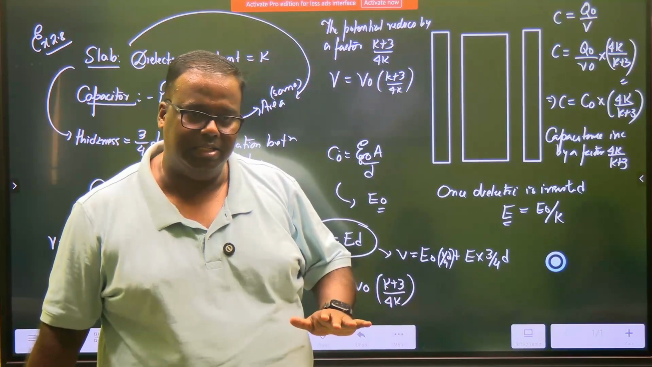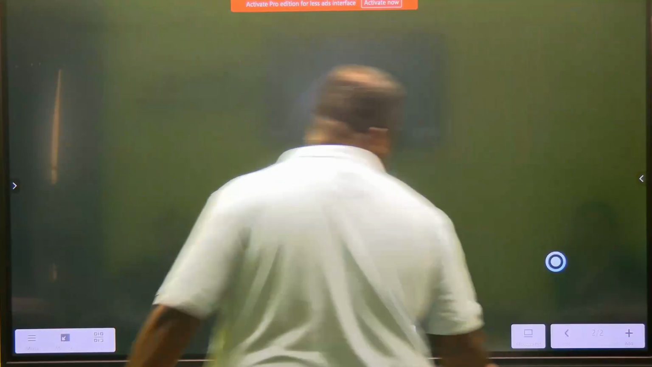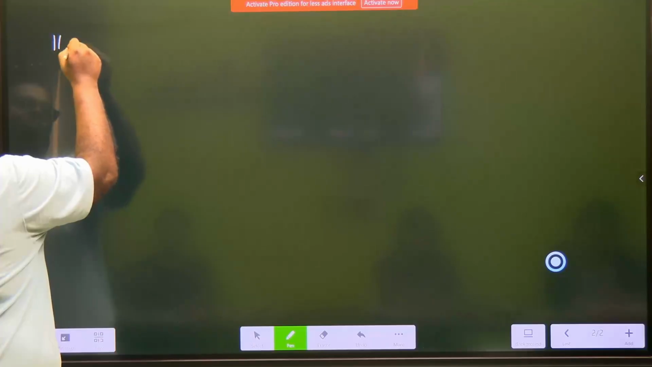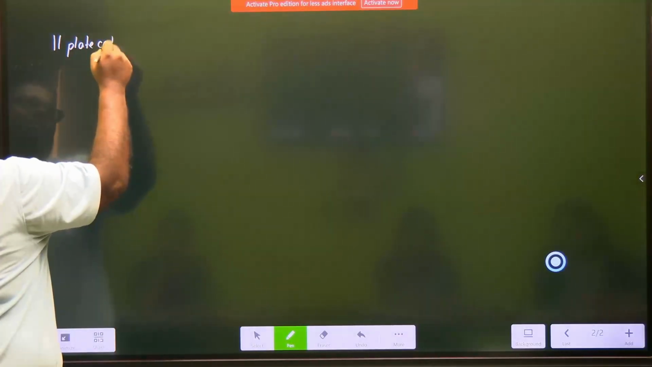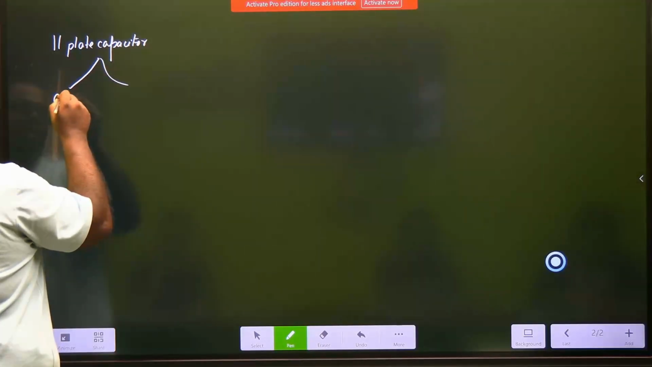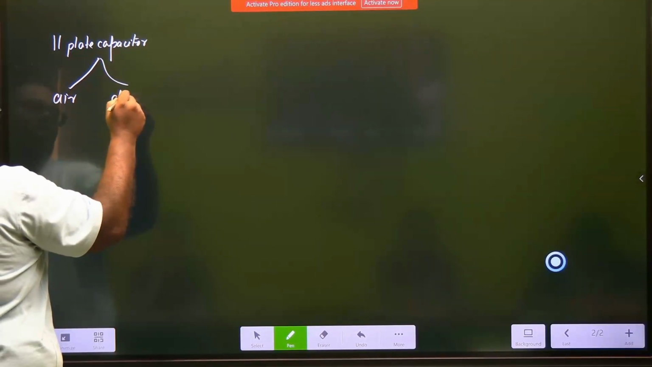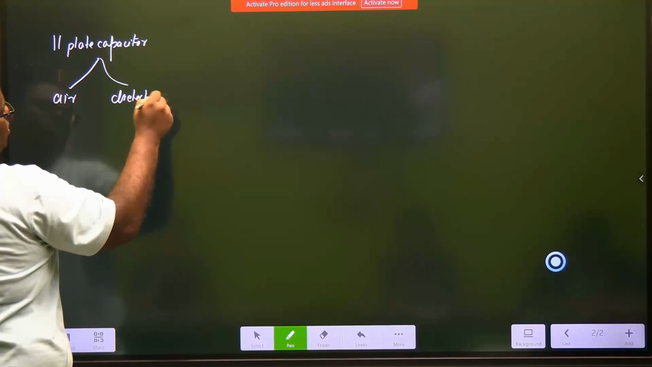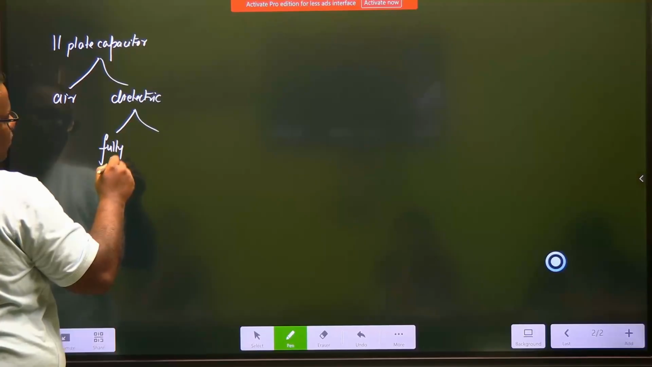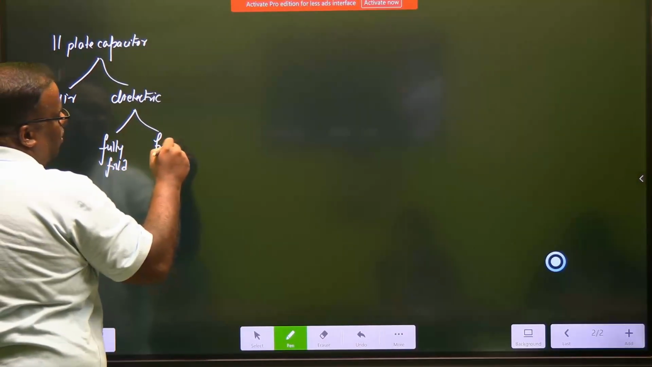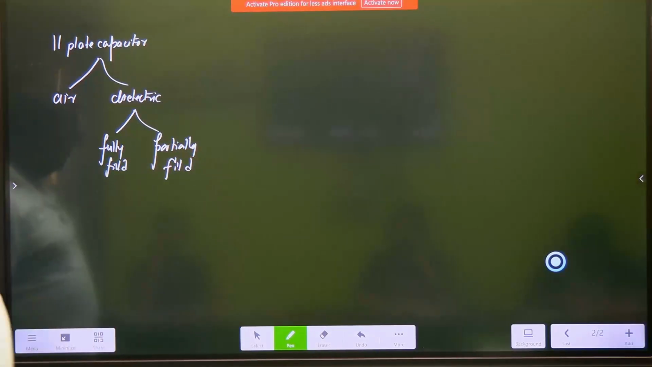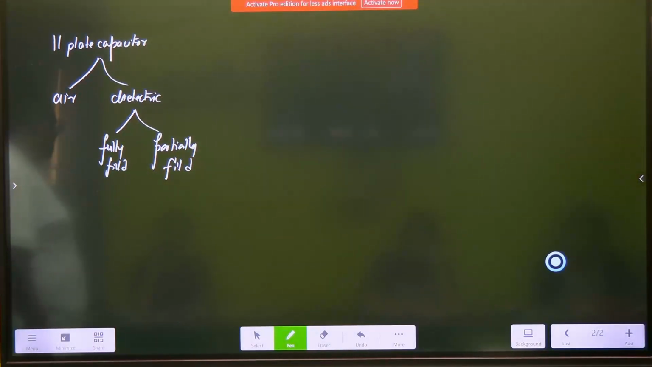Is this clear? Okay, one more thing I'll just tell you. Don't get confused. You have a parallel plate capacitor. This capacitor can have air inside it, or it can have a dielectric. This dielectric can fully fill D or partially fill D. In either case, the capacitance will go up.